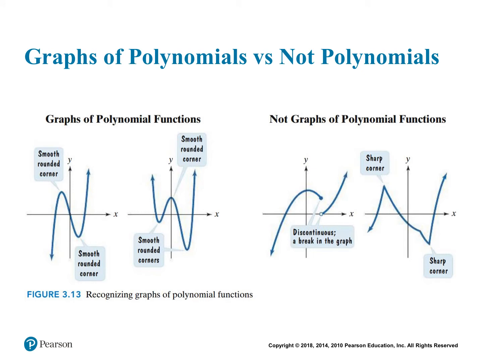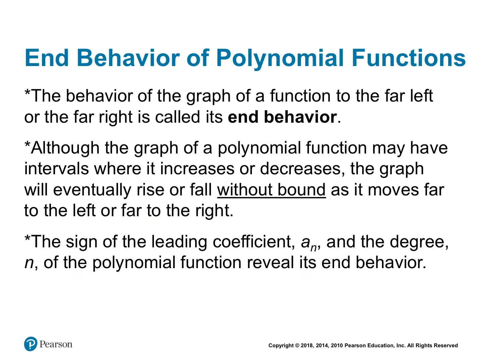So the first two are examples of polynomial functions. You can see they're smooth, there's rounded curves, there's no sharp corners, and there's no gaps or breaks. Then the not graphs of polynomial functions, this one there's a break in the graph, so it's not polynomial. This one has a sharp corner, so that's not going to be polynomial either.